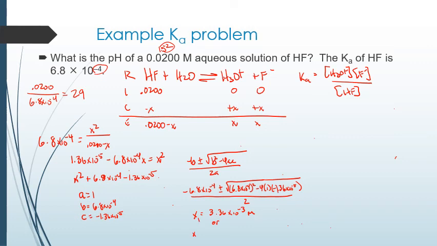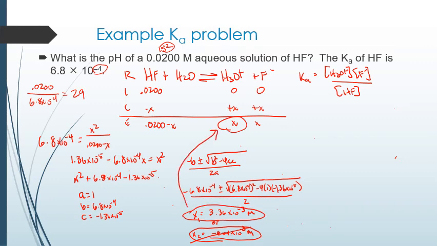Or my second root is negative 4.04 times 10 to the negative 3rd molar as well. So in this situation, because I have a negative root, I know that I can automatically cancel that off. So my x value is 3.36 times 10 to the negative 3rd. And now to solve for the pH, because my x is defining the H3O plus, this value here would be my x up top.